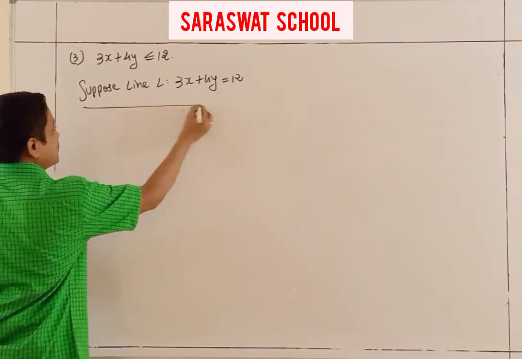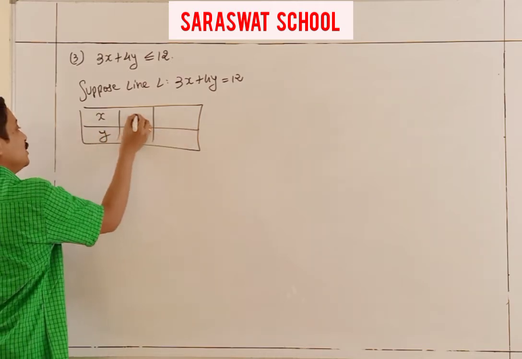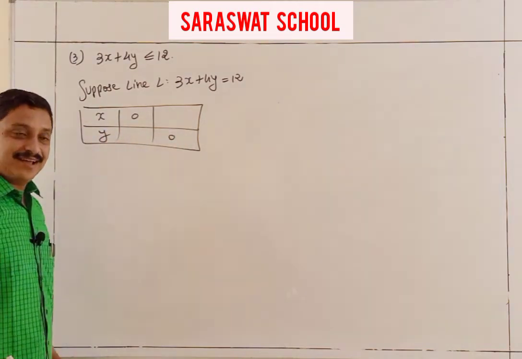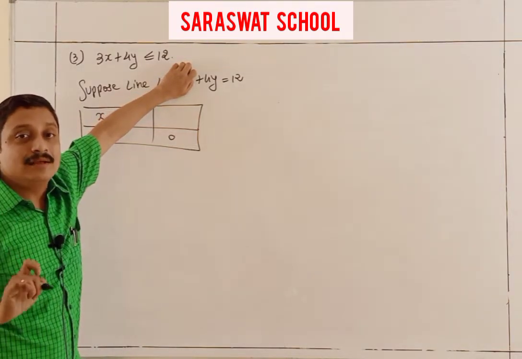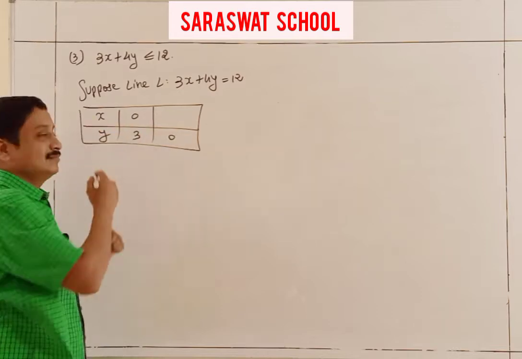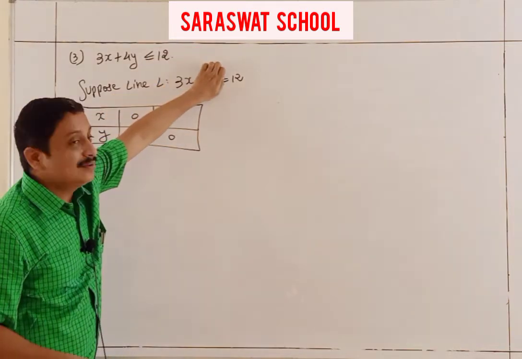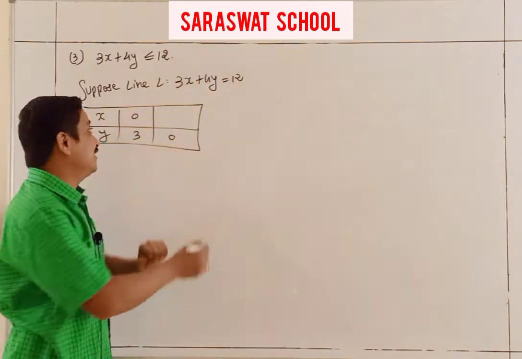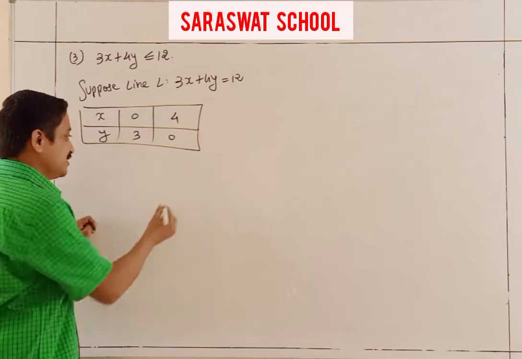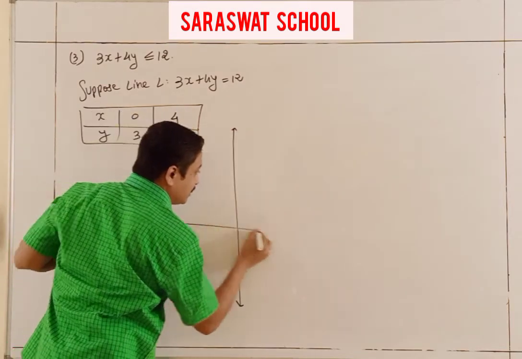So I just get two simple things, x0 and y0. What if we take x equal to 0? Then 4y equals 12, so y is equal to 12 by 4, which is 3. Now if y is 0, then 3x equals 12, so x is equal to 12 by 3, which is 4. It means your graph is also here, students.